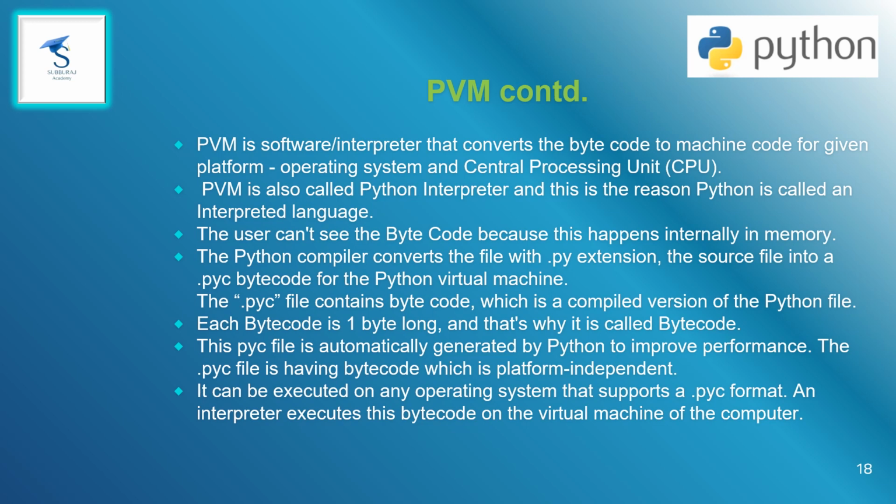The .pyc file is automatically generated by Python to improve performance. Its generation is automatic. The bytecode is platform independent. It can be executed on any operating system that supports the .pyc format. The interpreter in the target machine executes the bytecode after converting it into machine code that is compatible with the central processing unit and the operating system. Okay, this is how the whole thing works.